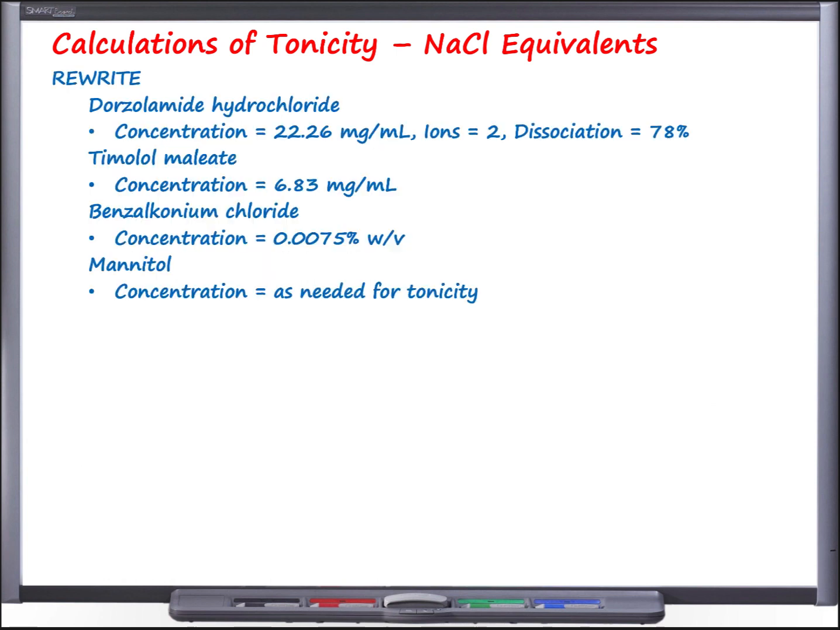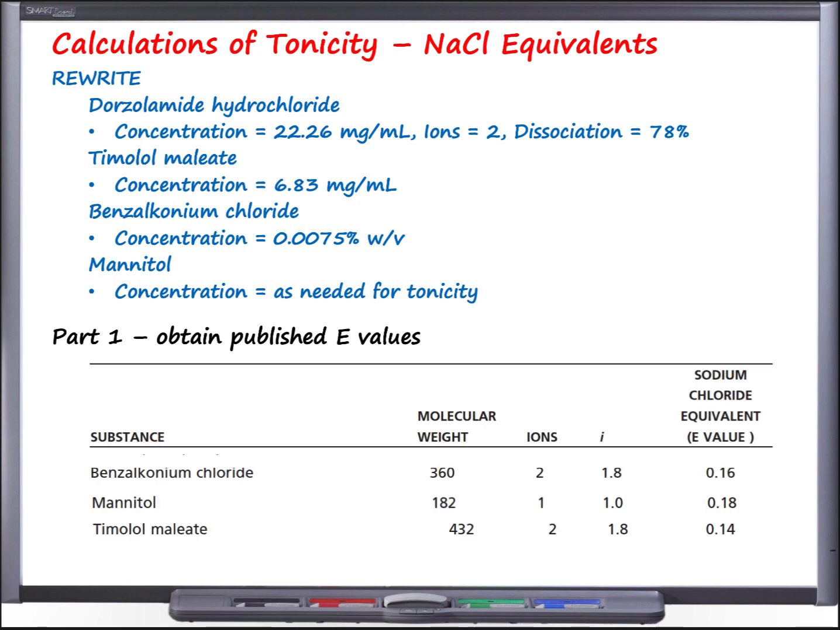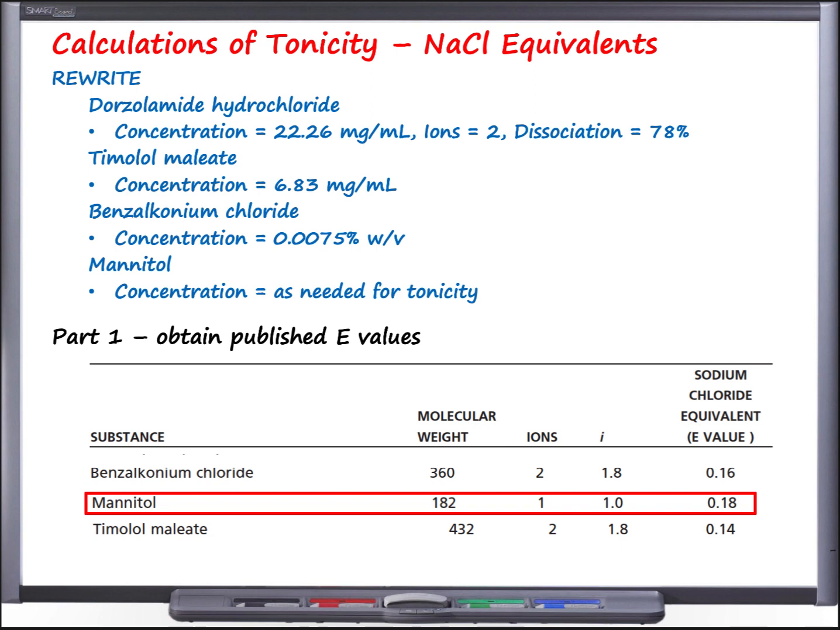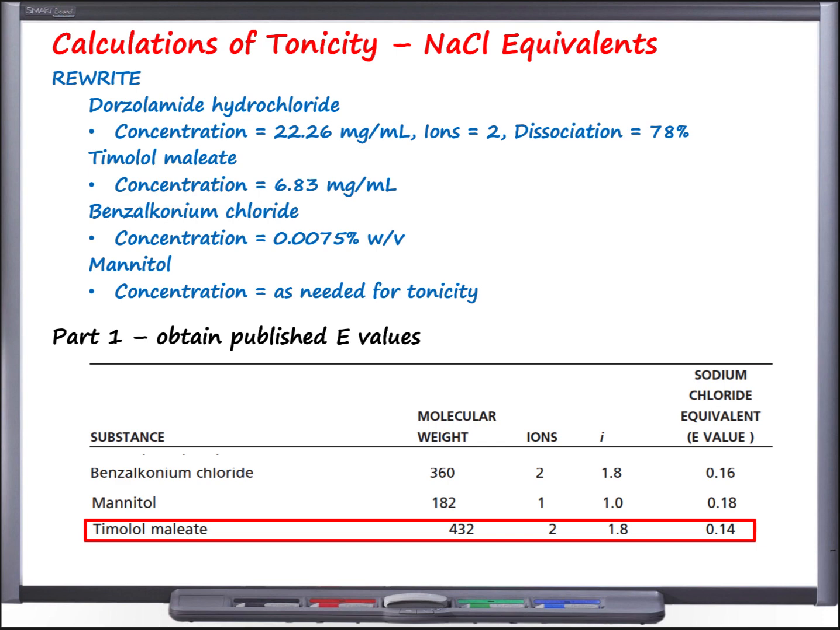So let's get started. All right, so here's a lot of that information rewritten. The first thing we need to do, though, is simply obtain the published E values. If we have E values for all of these ingredients, this is going to be a very simple question. So we go to our published literature sources, in this case, right out of your textbook, and I can find 3 out of the 4 E values. For benzalkonium chloride, I see from the textbook it has an E value of 0.16. For mannitol, it has a sodium chloride equivalent, or E value, of 0.18, and timolol maleate has an E value of 0.14. So, almost got them all.